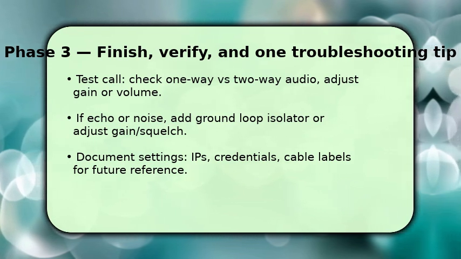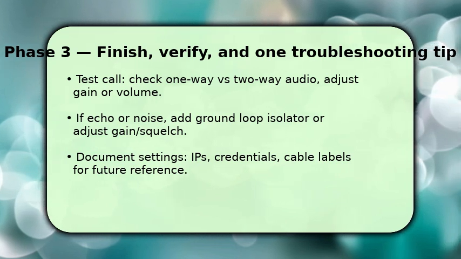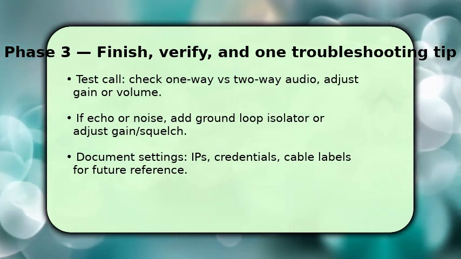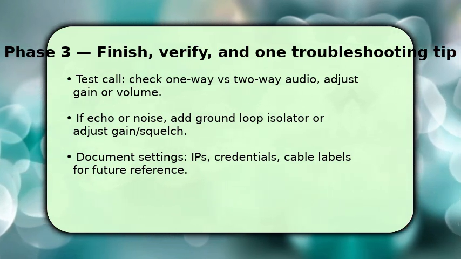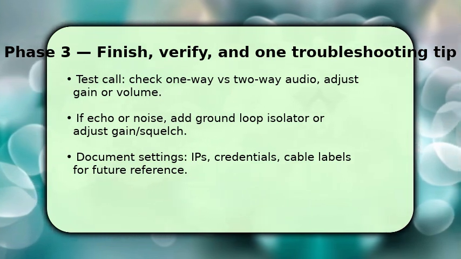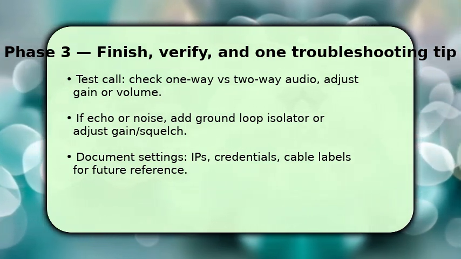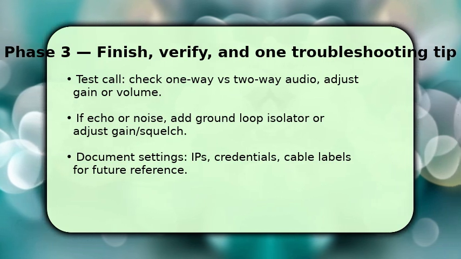balanced. If you hear echo, feedback, or hum, try a ground loop isolator, lower gain, or change cable routing to eliminate interference. Make sure to save or write down IPs, SIP credentials, and cable labels so you can reproduce the setup later. If problems persist, reboot devices and recheck polarity, power, and codec mismatch first.